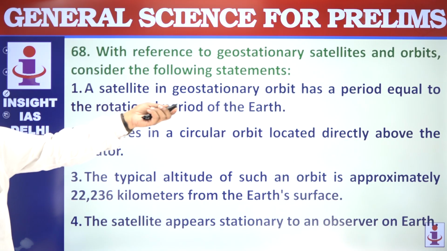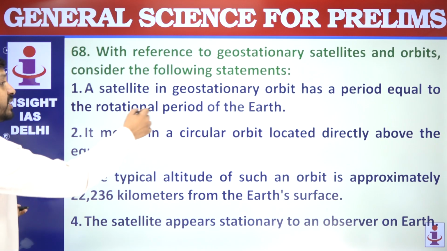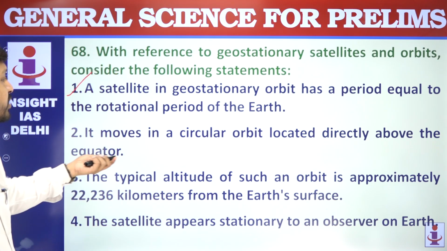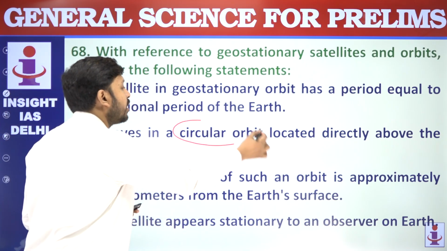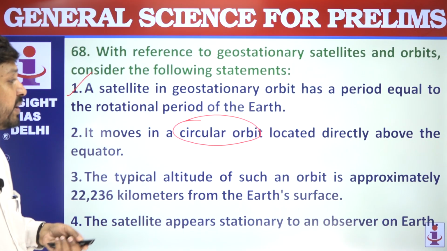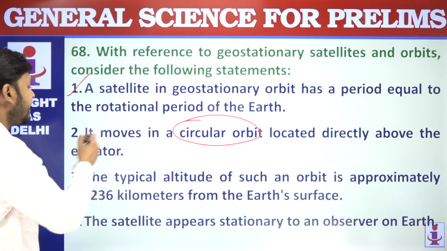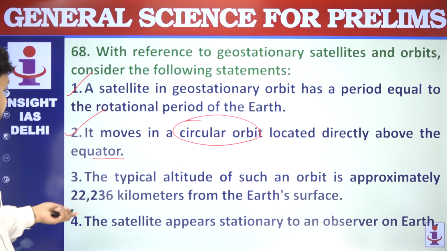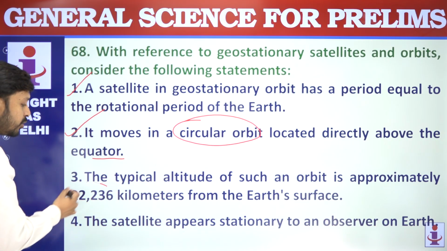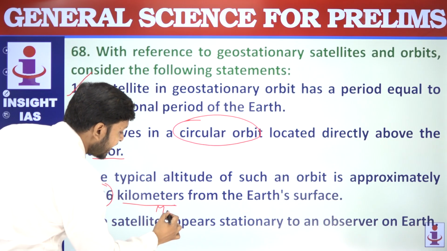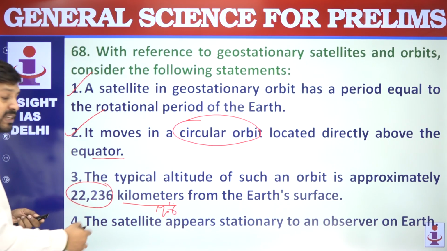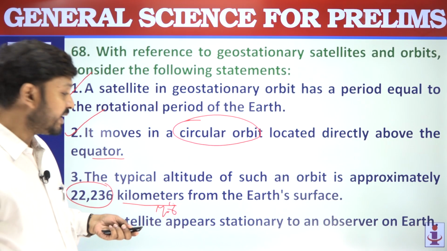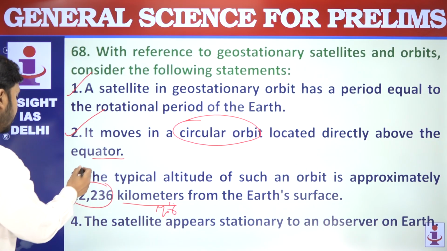So a satellite in the geostationary orbit has a period equal to the rotational period of Earth, right? It moves in a circular orbit, so that orbit at a height of 36,000 kilometers is almost circular, and it is directly above the equator. This is also right. The typical altitude of such an orbit is approximately 2236 kilometers. No, 2236 is not kilometers, it is miles. In miles it is 2236, and in kilometers it is 35,786. So this is the wrong statement.